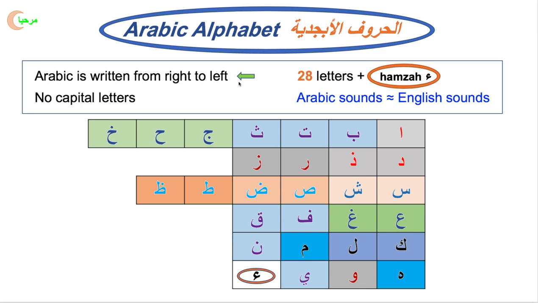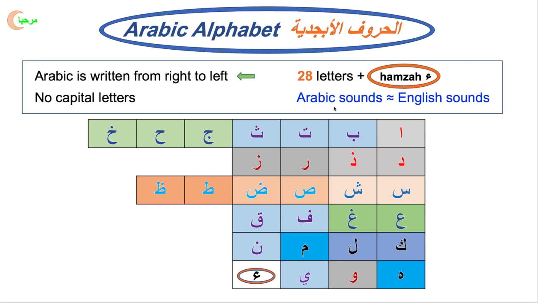English is written from left to right. Arabic is written from right to left. English has capital letters. Arabic does not have capital letters. English has 26 letters. Arabic has 28 letters plus a special character called Hamza.